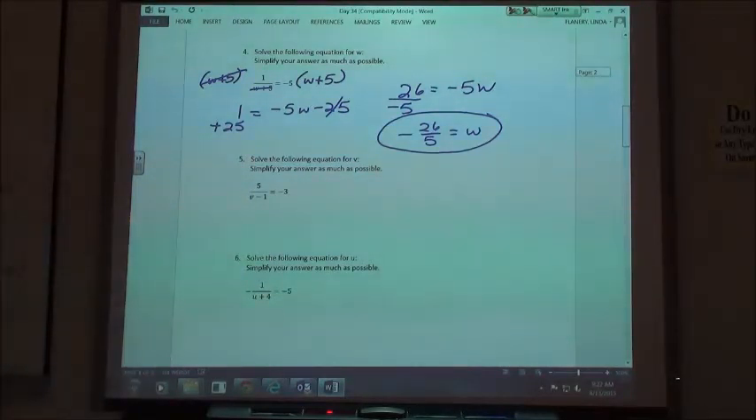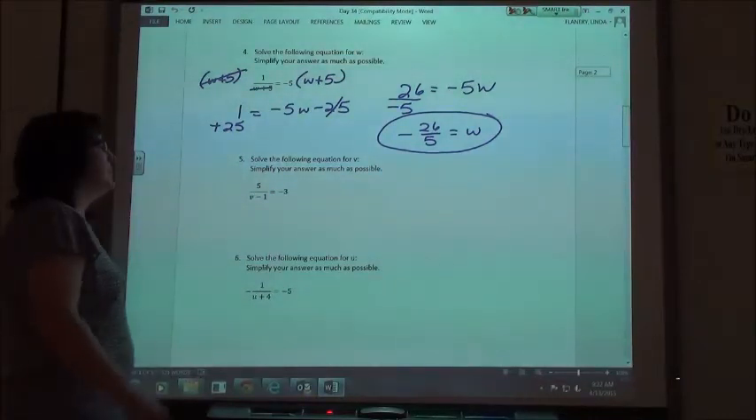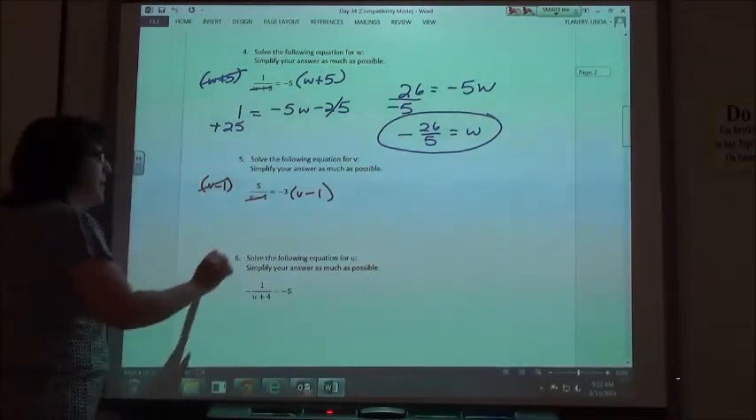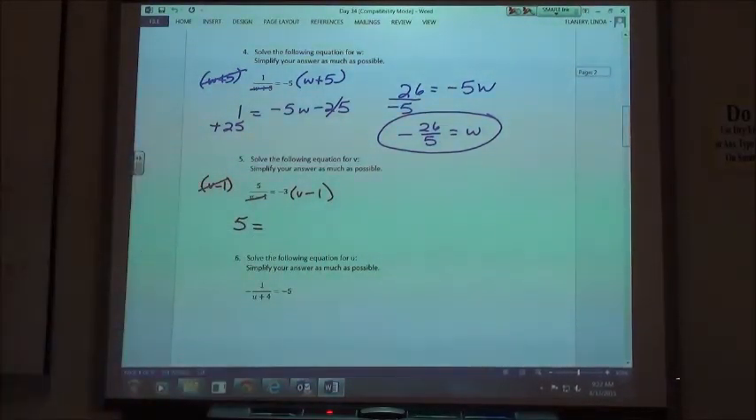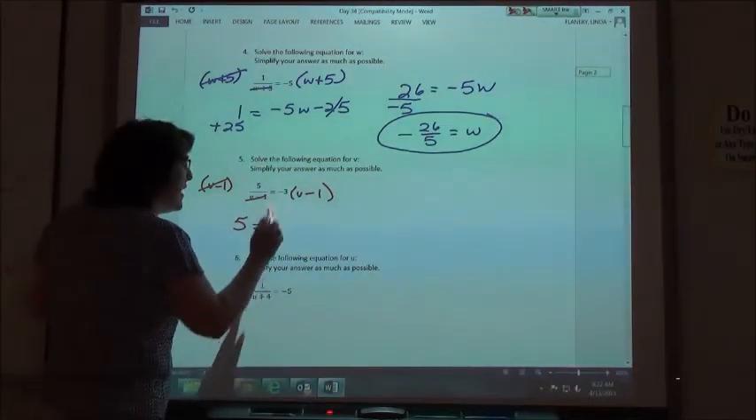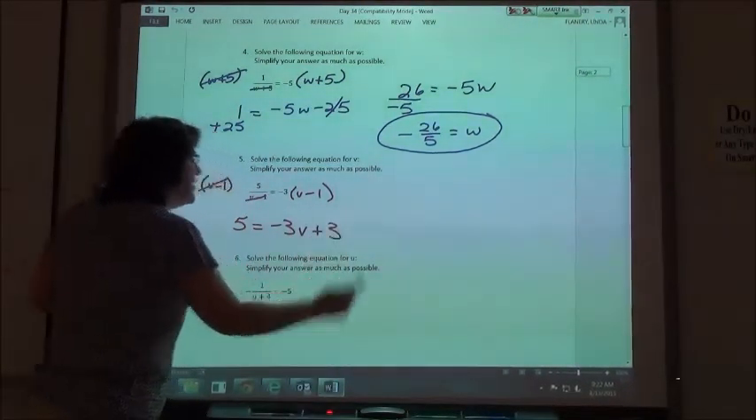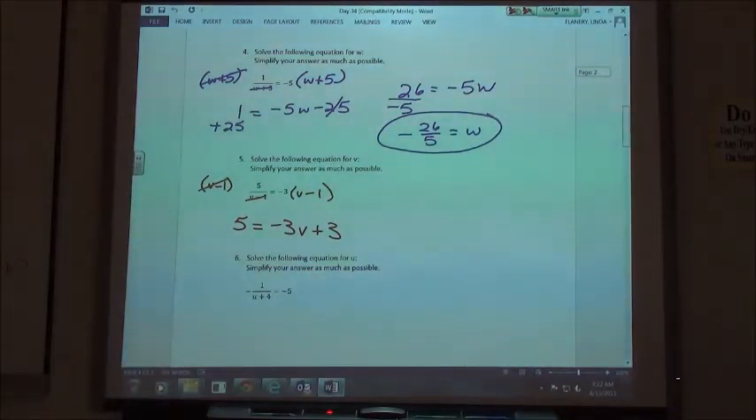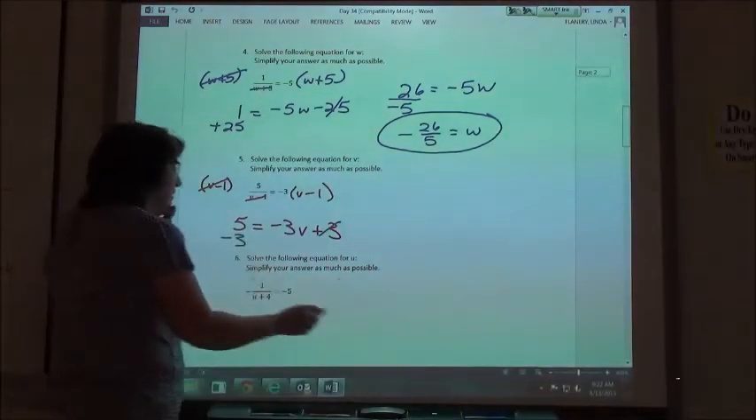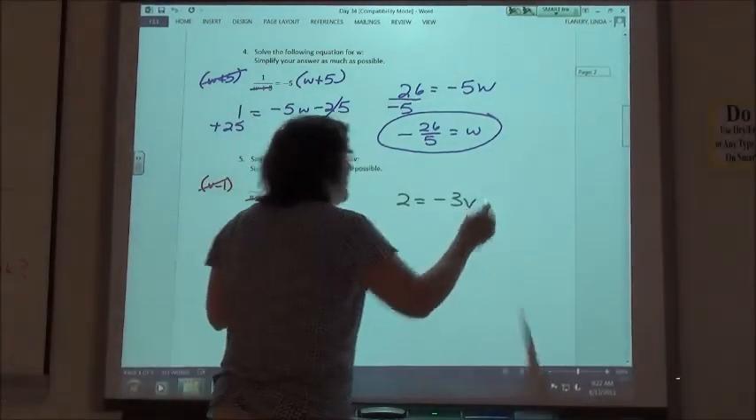So on number 5, if I'm going to solve that, I'm going to do what first? Times v minus 1. Multiply by my v minus 1 so I can cancel out my fraction. I would have 5 equals, and on the other side, that's a negative 3v plus 3, right? Negative 3v plus 3. And then I'm going to minus my 3. So 2 is going to equal negative 3v.